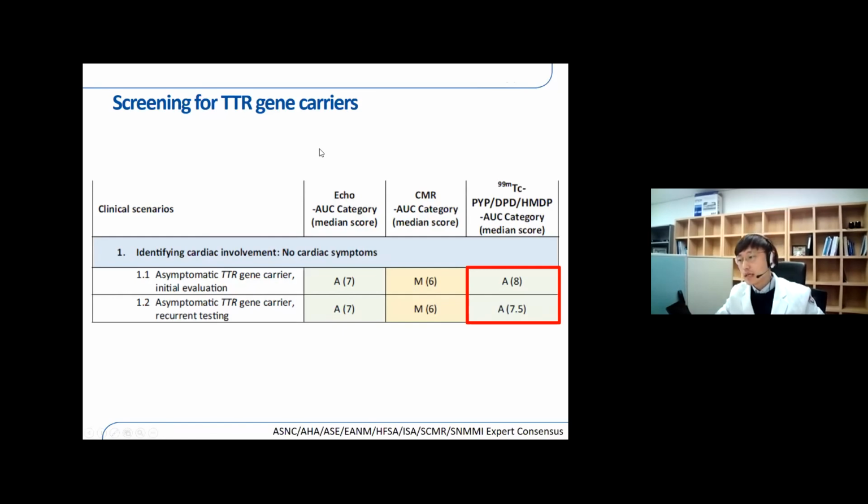So the current expert consensus also included this screening as the appropriate use of the bone scintigraphy in asymptomatic TTR gene carriers. So please remember that for initial evaluation and also for recurrent testing, the bone scintigraphy can be used appropriately in the family members or relatives of the patients who actually have TTR cardiac amyloidosis.